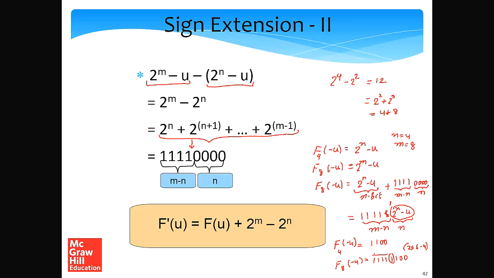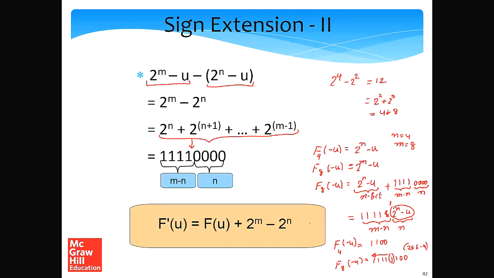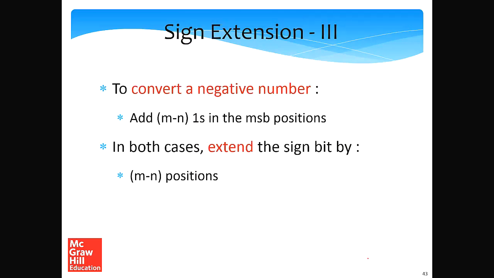Alright? And so what we see is that the sign bit over here, we can think of it as getting replicated across the rest of the new positions. This is exactly what was happening for positive numbers, that the sign bit for the 4-bit number was getting replicated across the new positions to the left, and here also the sign bit is being replicated towards the new positions on the left. So this trick is called sign extension: to convert a negative number from an n-bit number system to an m-bit number system, you add m minus n ones in the most significant positions.